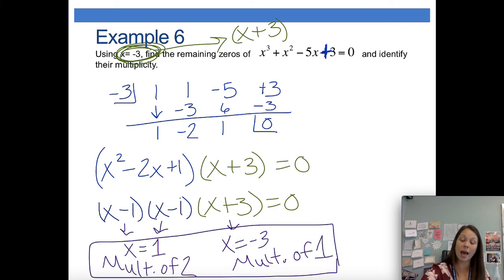Remember, we originally had something that was cubic, right? The highest degree was 3. And notice that our multiplicities add to be 3. So that's just kind of a way to double check that you did it right, because our multiplicities add to be the degree of the original problem.